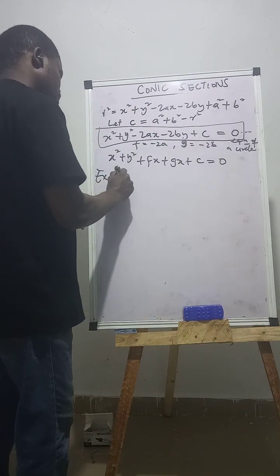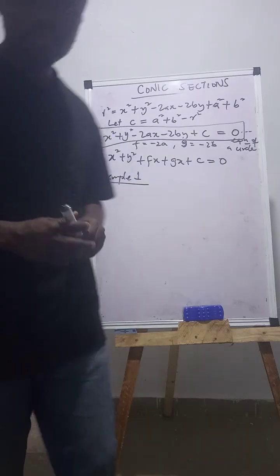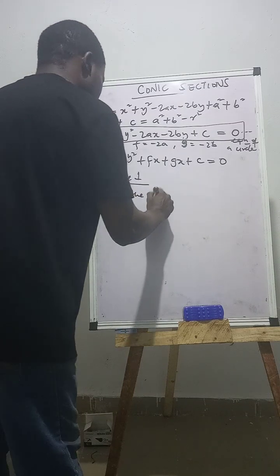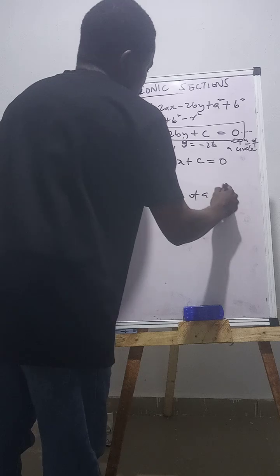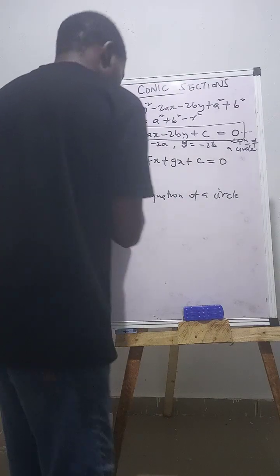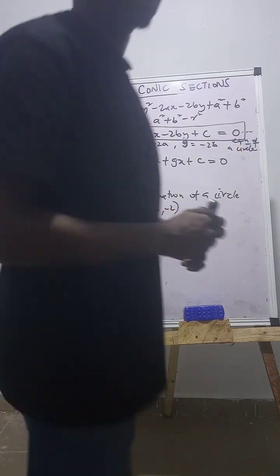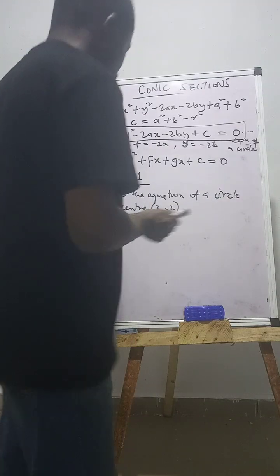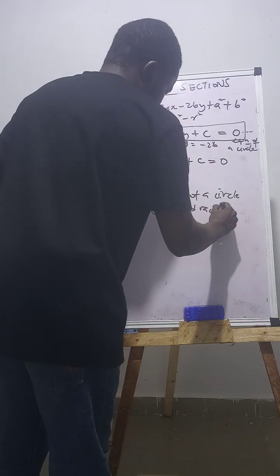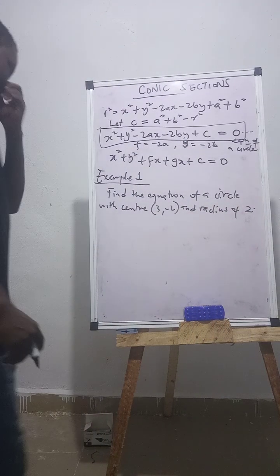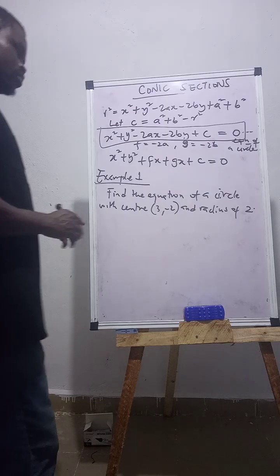Example 1. Find the equation of a circle with center 3 and minus 2, and radius of 2. So what's the equation?